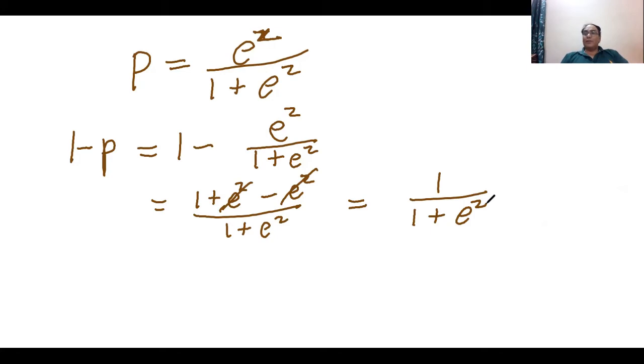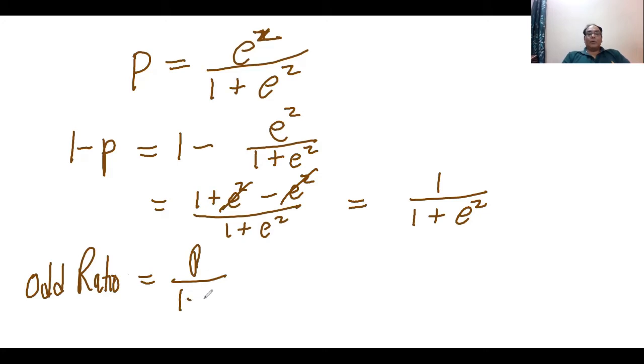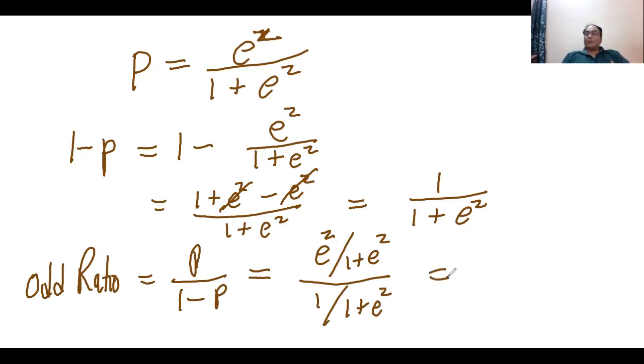So we calculated the probability of an event and the probability of the event not happening. Now I am calculating the concept called odds ratio. The odds ratio is the ratio of the probability of an event upon the probability of the event not happening. So here, what is the value of P? The value of P is e to the power z upon 1 plus e to the power z, and 1 minus P is 1 upon 1 plus e to the power z. If you know simple mathematics, we can cancel these, and the odds ratio is only e to the power z.